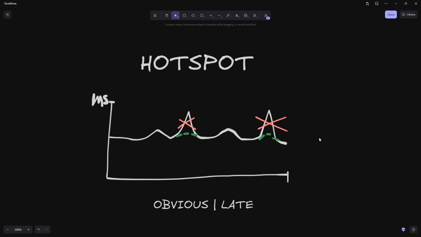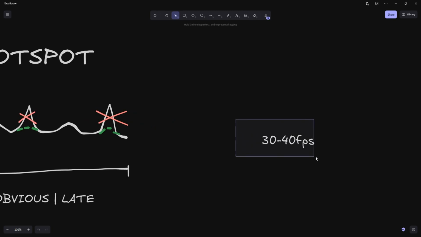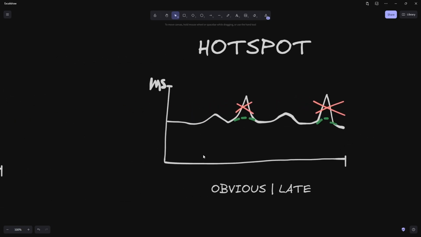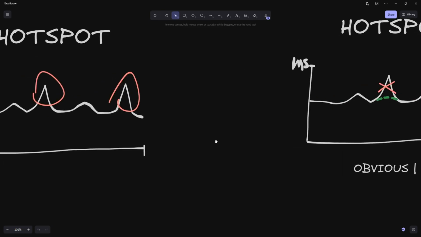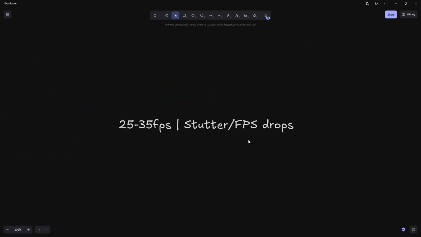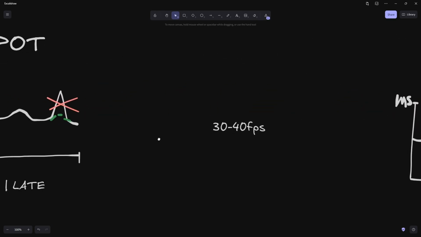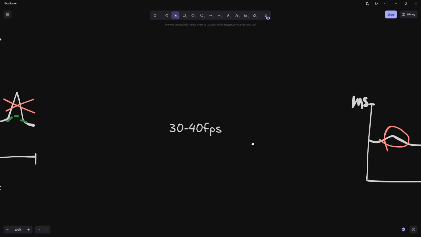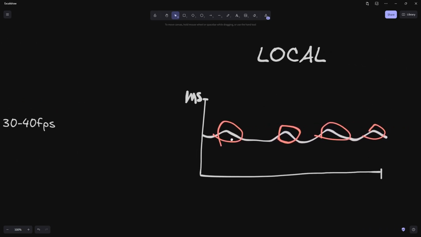So you do your hotspot optimization, and now you remove the stutters, you removed the FPS drops, and you also maybe increased your FPS a little bit. Maybe some hotspots were in functions that were frequently executed, so you maybe went from 25-35 to 30 to 40 FPS. So you're still not satisfied. There is fluctuation in your frame rate, and it might be a little bit low. You want it to be higher, so you continue optimizing. So you go then to local optimizations.